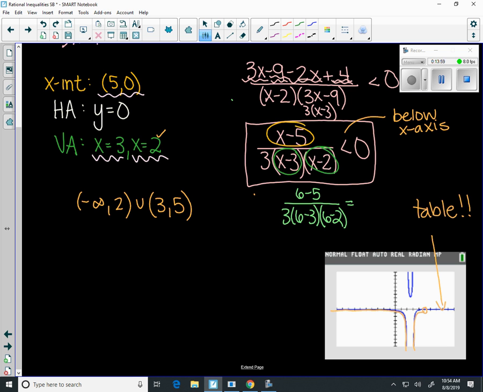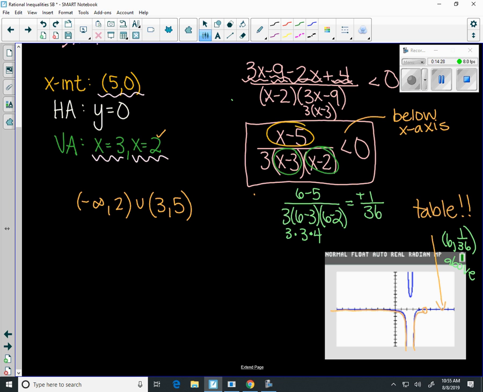So 6 minus 5 is 1. Down here I have 3 times 6 minus 3 is 3. 6 minus 2 is 4. 3 times 3 is 9, times 4 is 36. That's a positive number. So there's an ordered pair over here that is (6, 36). That is above the x-axis.